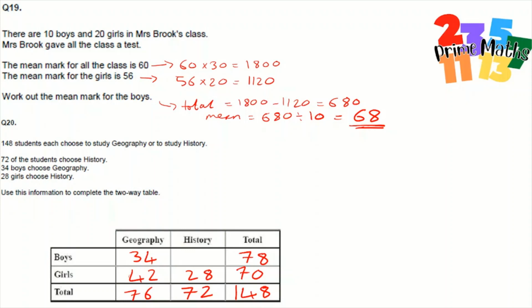When we fill in the last box, we want to check we've done it right. 78 take away 34 gives me 44 students study history, but I'm going to check this below. 44 plus 28 does give me 72, so I know I've done this correctly.